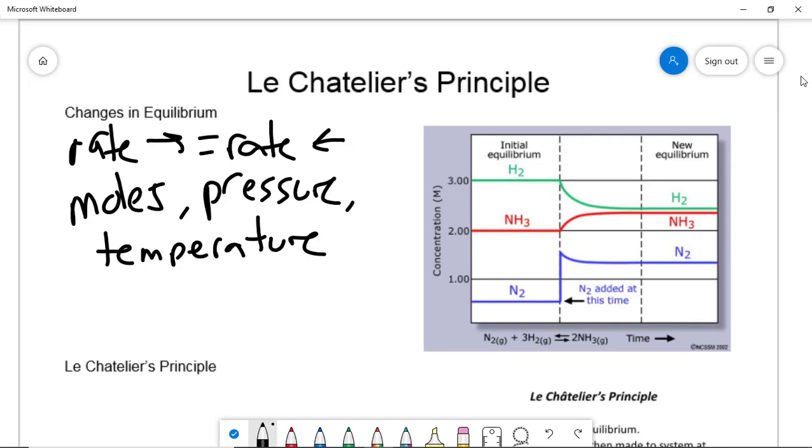Take a look at the example here on the right-hand side. We have constant concentrations going all the way across, and then all of a sudden we add a bunch of nitrogen. Notice what happens when we added a bunch of nitrogen. All of a sudden the rate of producing NH3 increased, the amount of H2 decreased, and that's the type of thing that affects equilibrium. We end up with more product than when we started. So these are the types of things we're going to be thinking about as we move forward talking about equilibrium and change.